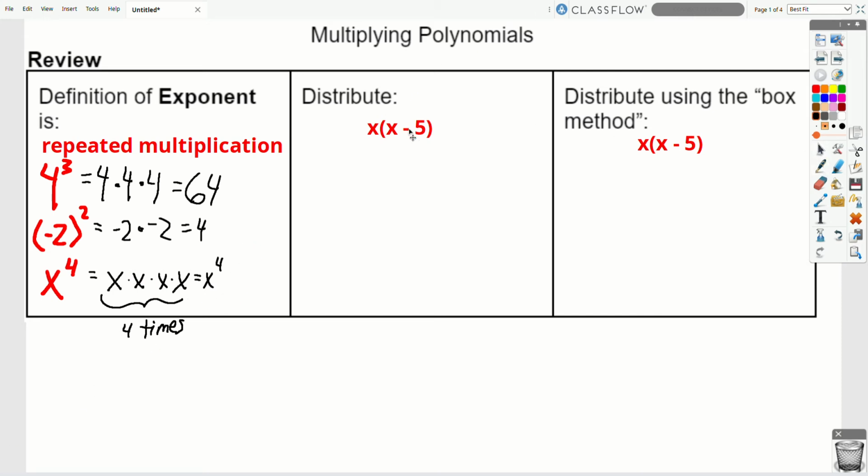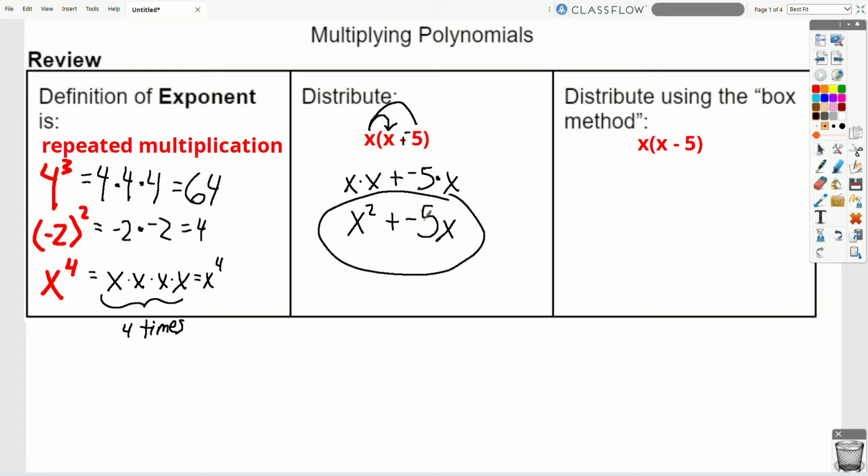And so we started a bit of distribution. Remember, distribution means multiplication, so we're going to take this x and multiply each of these terms. We can change this subtract 5 to adding a negative 5. To multiply, we multiply x times x, which gives us x squared, plus x times negative 5, which is negative 5x. That is the act of distribution, and what we're doing a little more of today.